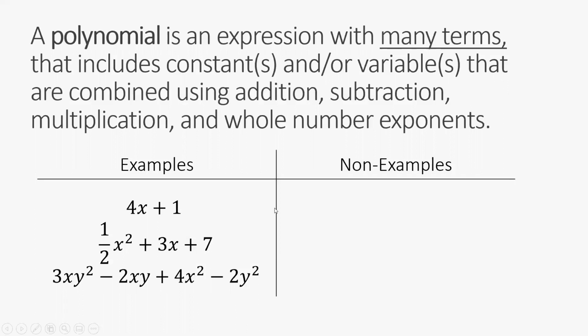Now, some things that would not be a polynomial are things like 3 over x plus 1 over x minus 2. Because x, the variable, is in the bottom of the fraction, this is not a polynomial. This is called a rational expression. Okay. The next one, we have the square root of x minus 9. We don't want any roots in polynomials. These are called roots. And then the last one, we have an exponential. Because the x is in the exponent, then we call this an exponential, and it's not a polynomial.